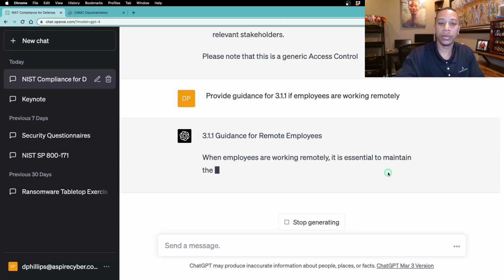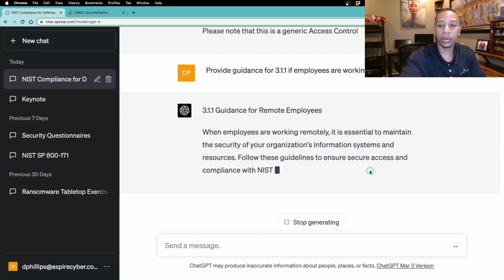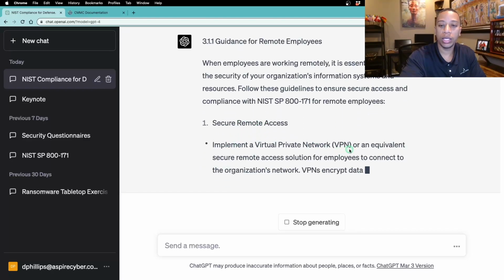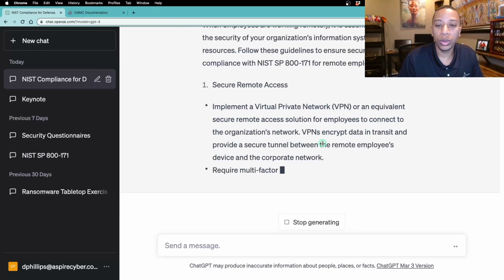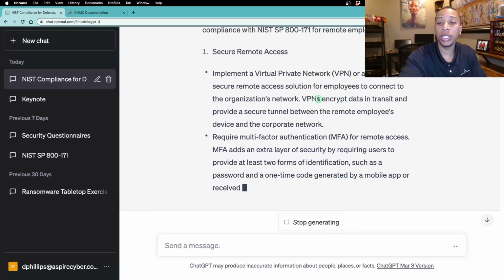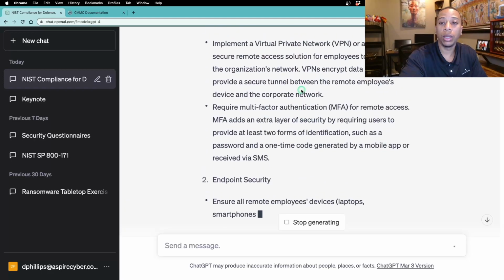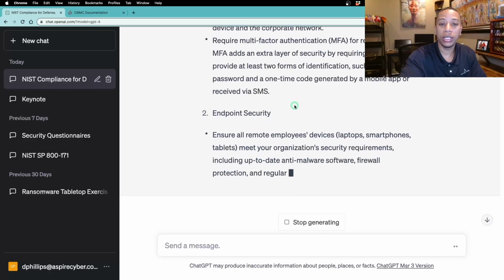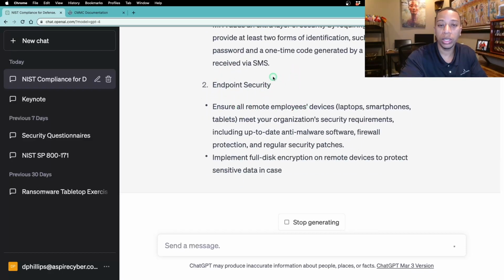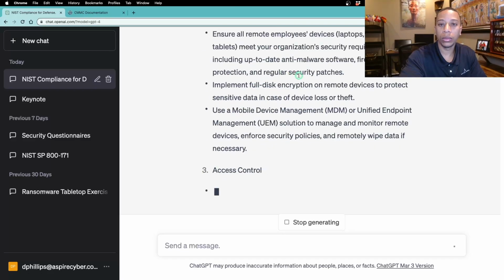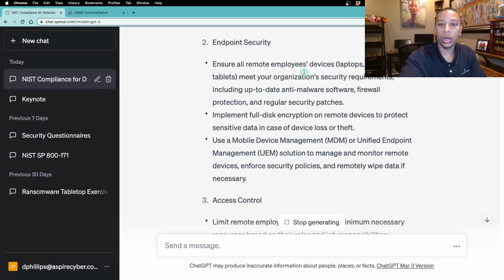ChatGPT was thinking. Make sure we have secure remote access. So any authorized users that are accessing the systems with federal contract information on it, they should be using VPN to connect. We should require multi-factor authentication. Make sure we have security on the endpoints, the antivirus. Make sure all employees' devices meet the security requirements.